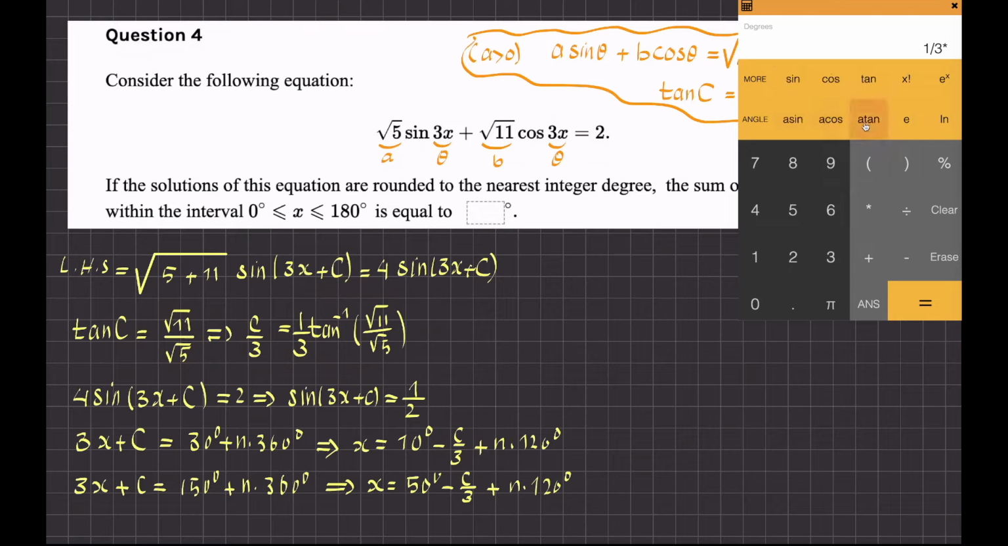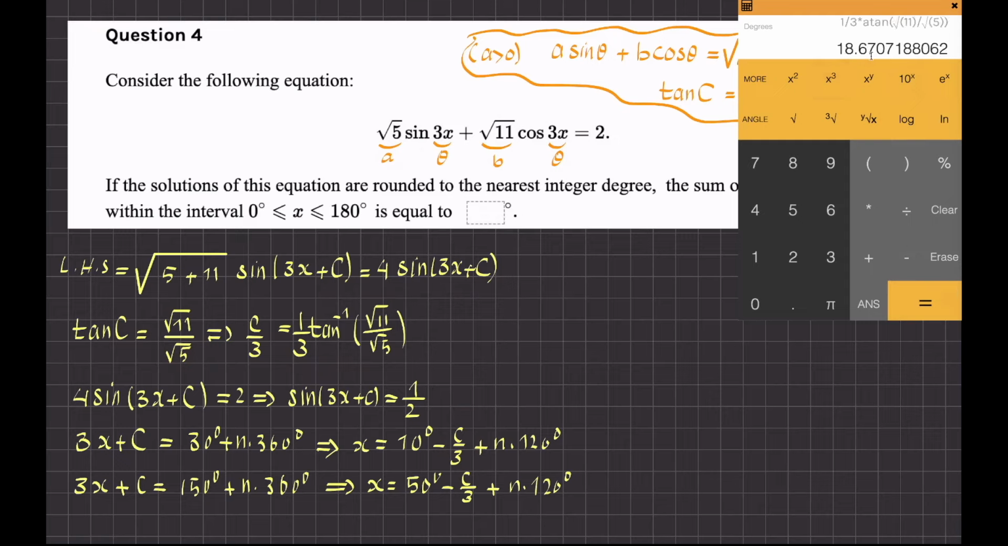Tangent inverse in the exam.net calculator is denoted by atan, so I just press that one. And then I have to go back to have access to a square root sign. Square root of 11. Don't forget to close the pair of brackets, and then divide by the square root of 5. Close it for the square root sign, but you also have to close it for atan. Now everything is ready. Hopefully, yes, double check, yes, it's correct.